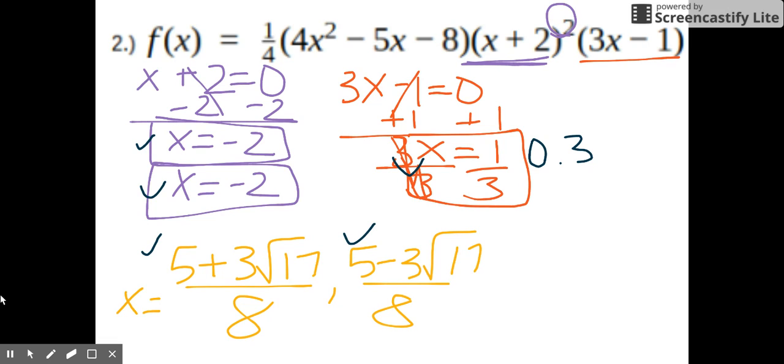When you're plugging this into your calculator, it's really important that you do the top first. So the 5 plus 3 square root of 17, and then you press equals, then you do divided by 8. Plug that into your calculator and pause the video so you can check it. Welcome back. When I put 5 plus 3 square root of 17 over 8 in my calculator, I got 2.7. And when I did 5 minus 3 square root of 17 divided by 8, I got negative 0.9. So hopefully we got something similar. If you didn't, call me over.